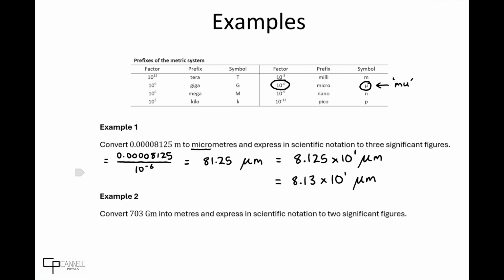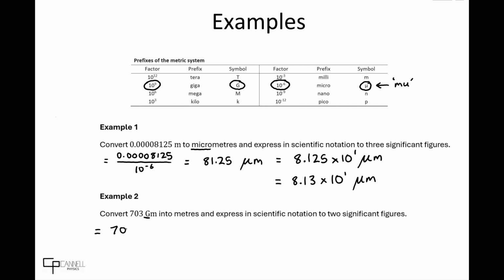Example 2. Convert 703 gigameters into meters and express in scientific notation to 2 significant figures. So now we're doing the opposite. We are rewriting it so that there is no prefix. So this time we do indeed multiply by the factor. So first of all, let's find giga in the table. So capital G, you can see that there. You can see over here the capital G in the example, and that corresponding factor is 10 to the 9.